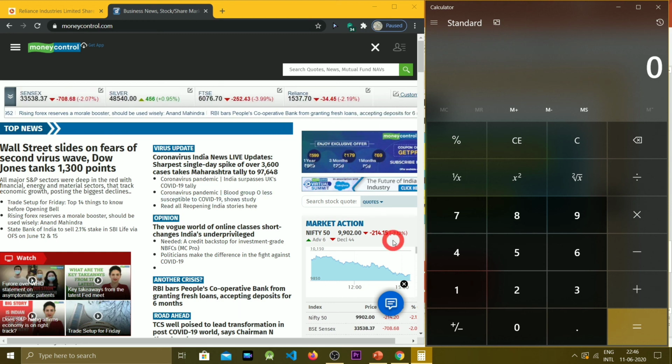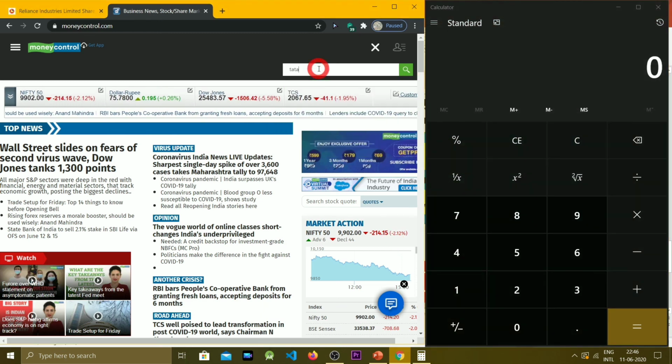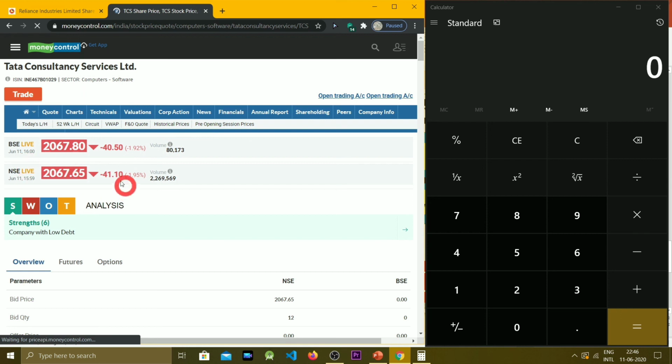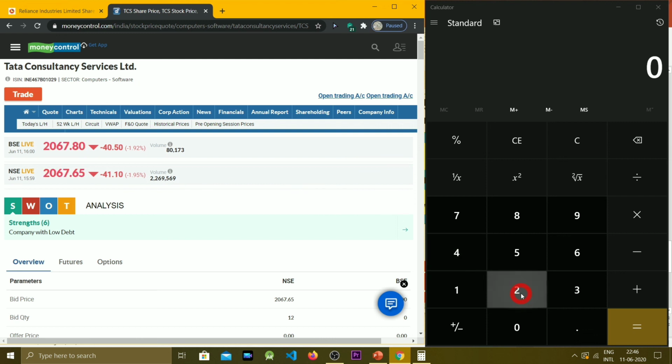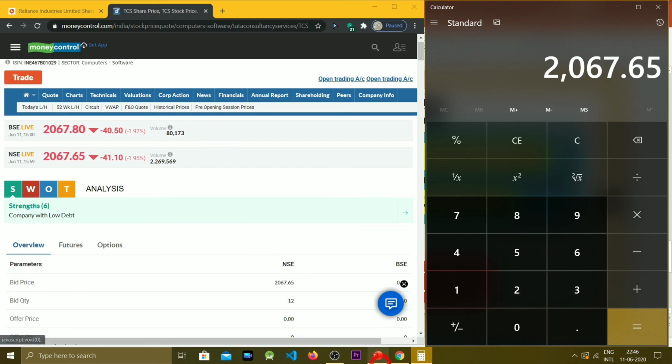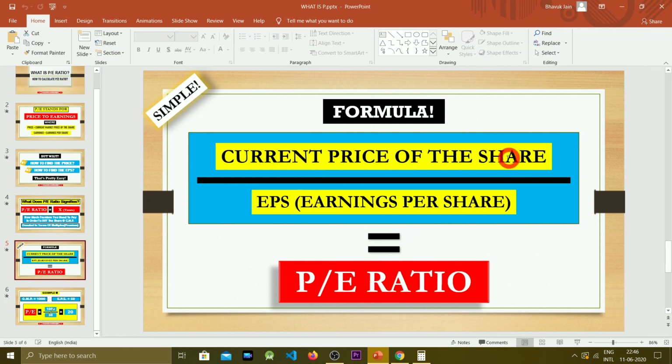So I have opened the calculator side by side. First, you visit any website that gives you the financial data. For example, I have visited moneycontrol.com, and here I will search for Tata Consultancy Services, and you see the current market price as 2067.65. We are considering the National Stock Exchange price here. Now I type 2067.65 and we have to divide it by the EPS, as you see in the formula, CMP divided by the EPS.